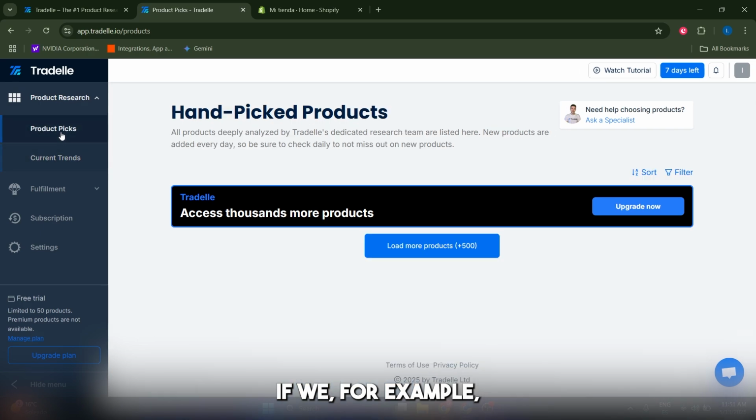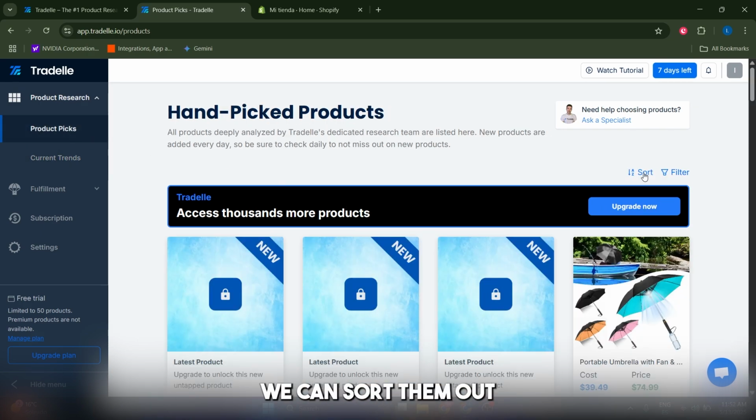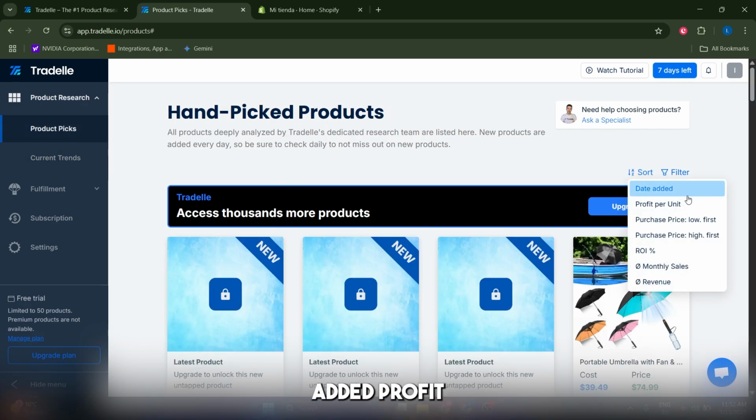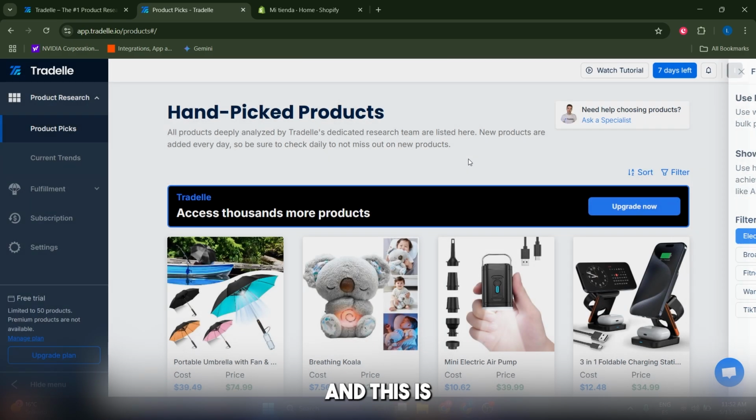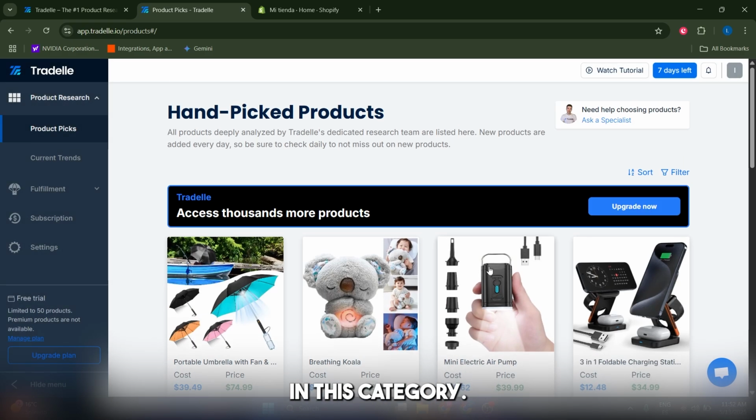So yeah, if we, for example, go to the product picks, we can sort them by date added, profit per unit, purchase price, rate of interest, monthly sales, and also by your niche, okay, which is very, very important. So if you for example have an electronic niche store, you can just click on electronics, okay, and this is going to show you all of the products in this category.